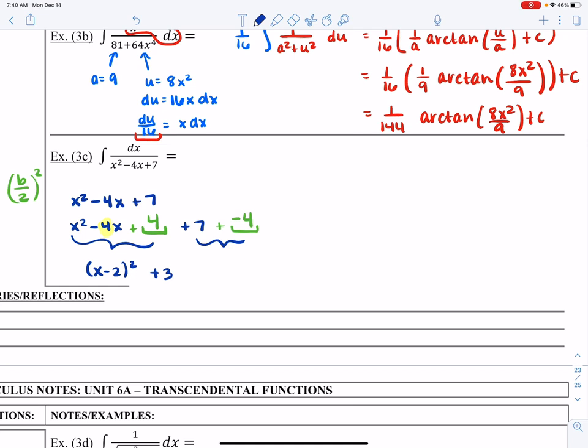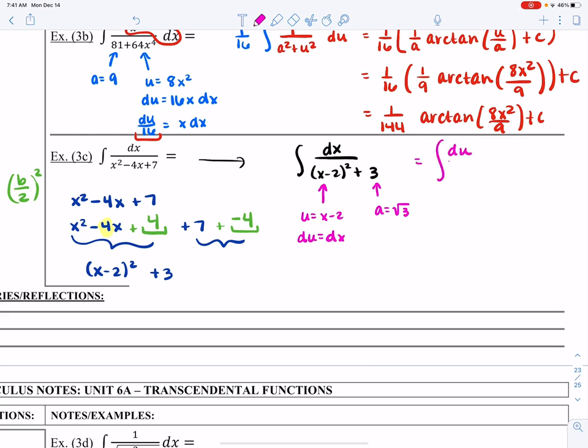So watch what I just did. If I rewrite this, I have dx over x minus 2 squared plus 3. Again, not super obvious that this is arctangent, but it is. The number that is being squared to get 3 is going to be root 3. The u is going to be x minus 2 because it's being squared, which makes du just dx. So this big gross thing is really just the integral of du over u squared plus a squared.